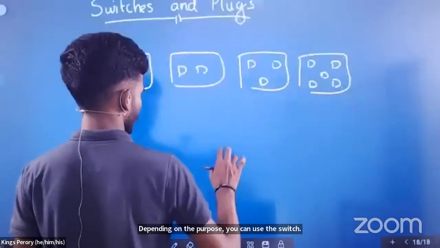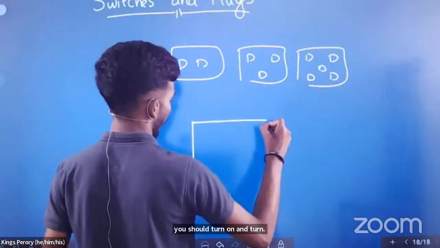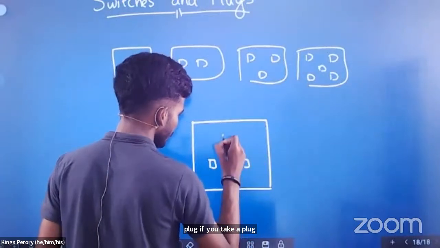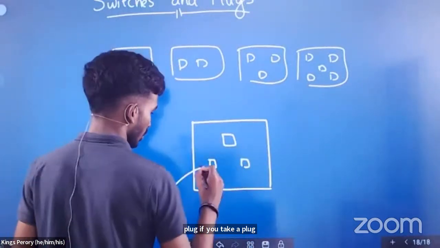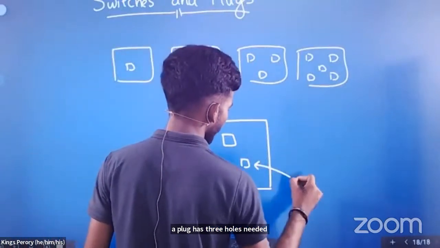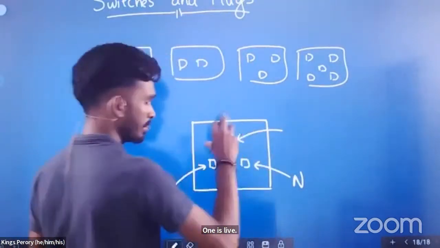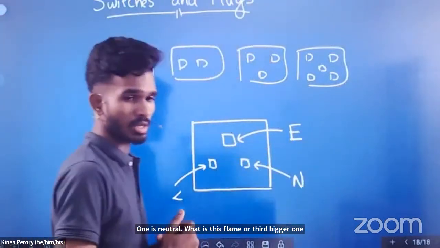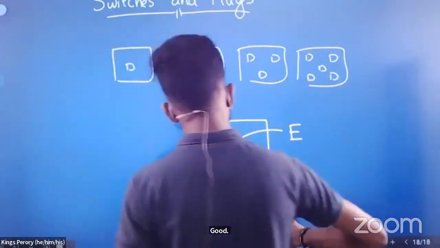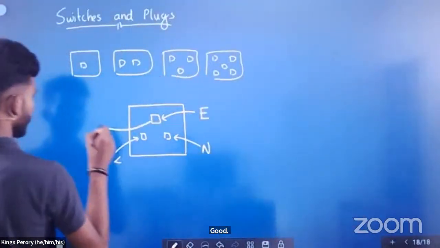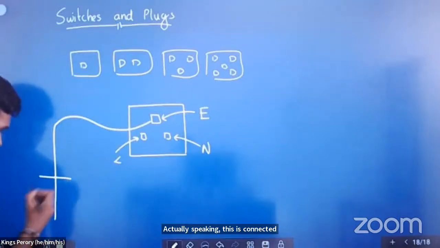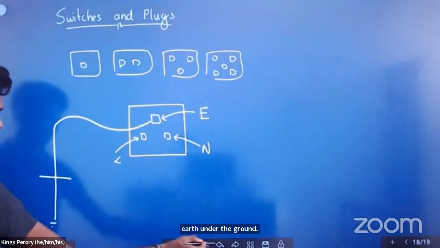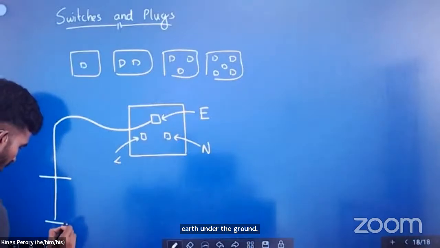Plug. If you take a plug, a plug has 3 holes. One is live, one is neutral. What is this third bigger one? Earth wire. What is the use of earth? Actually speaking, this is connected to earth under the ground. This is the symbol for earth. It is connected under the ground.